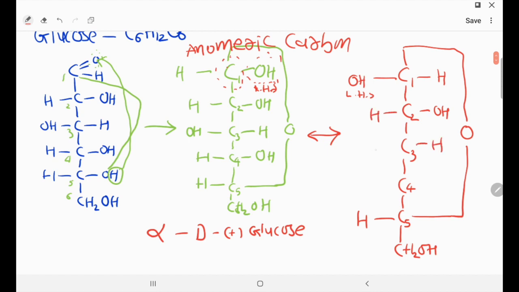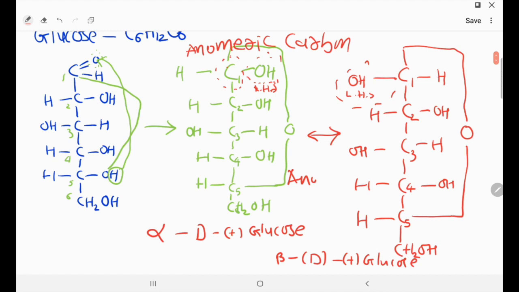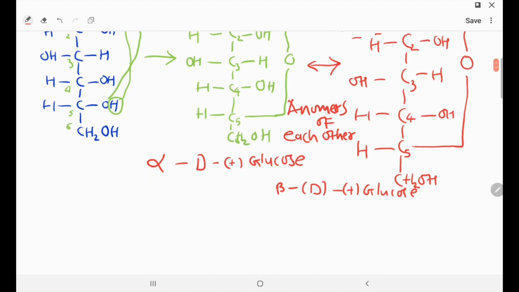No need to change the entire structure, just change the OH on the anomeric carbon, and this one is considered as beta D plus glucose. I'm sure you got it. And these both are known as anomers of each other. So this is a very fundamental thing that you have to remember.